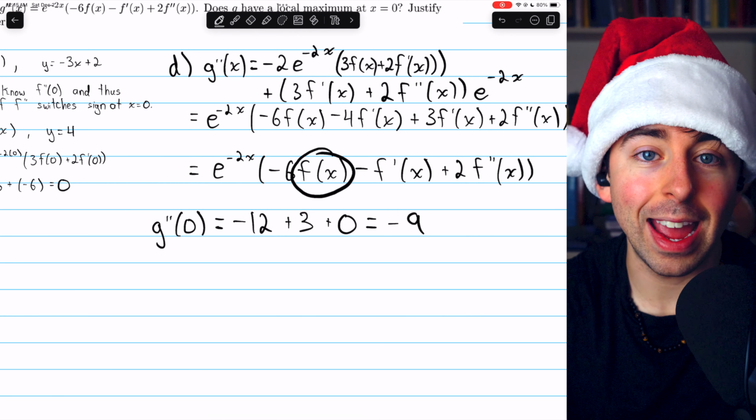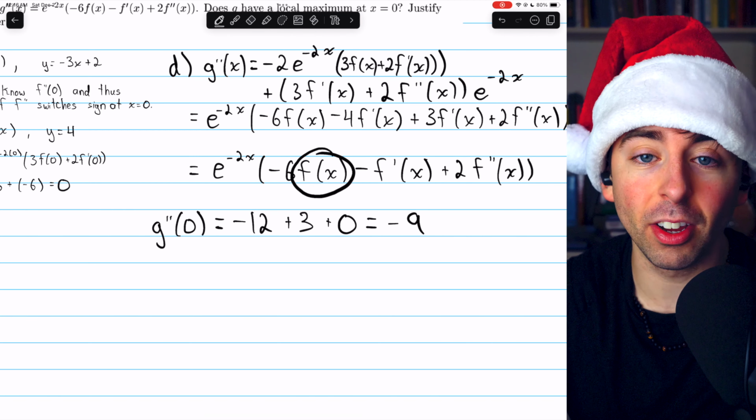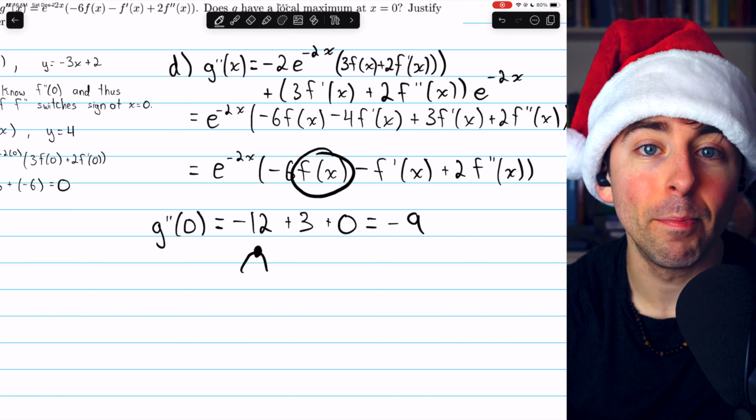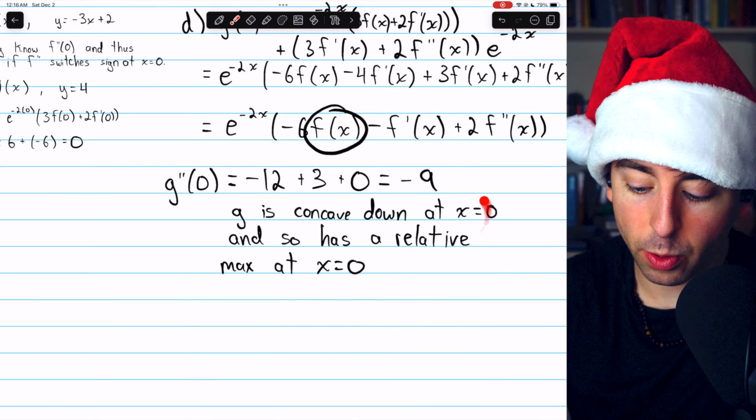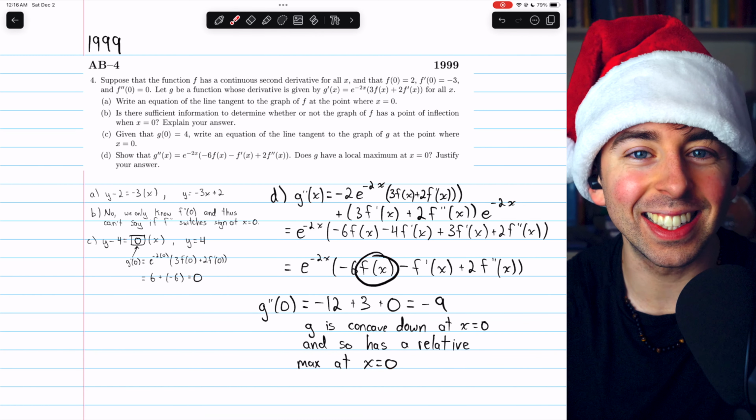Thus, we have a concave down function here at x equals 0, and so indeed, we have a maximum. And there is my written out conclusion, and that completes our solution to problem 4 from the 1999 exam.